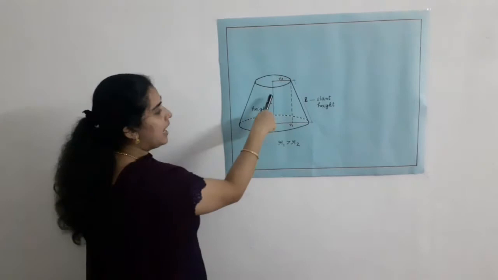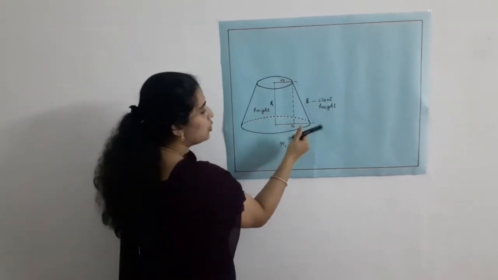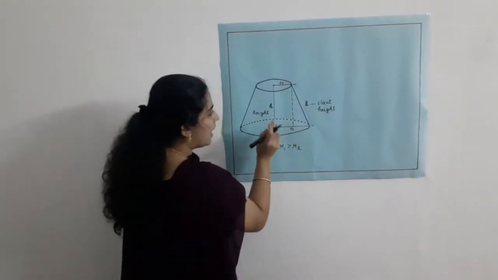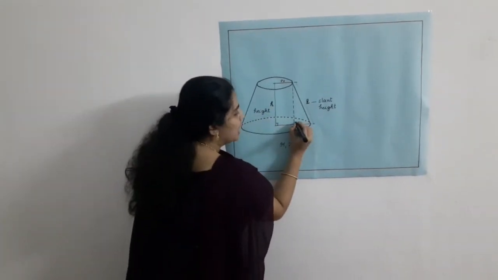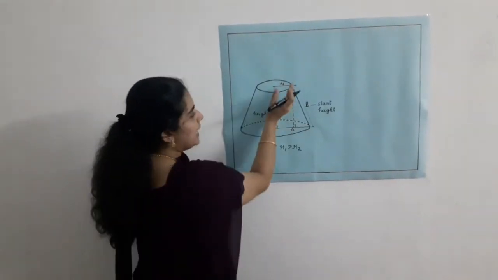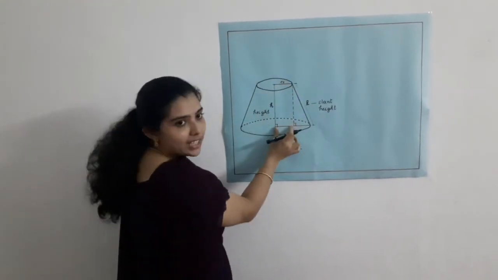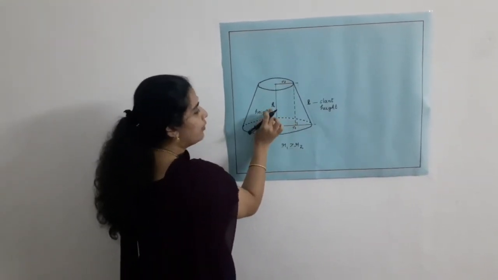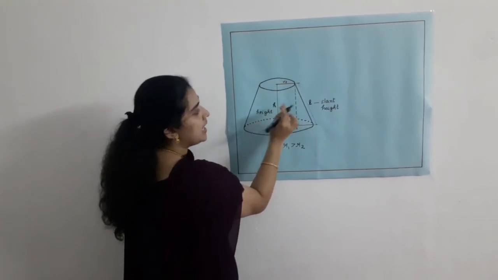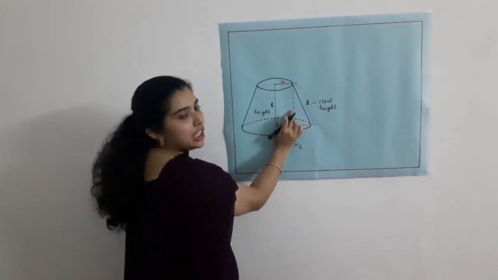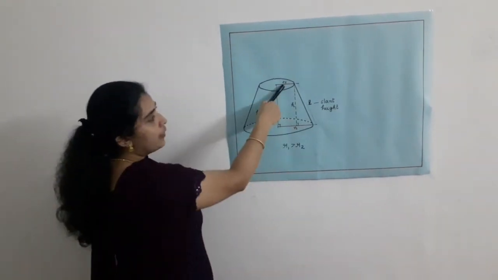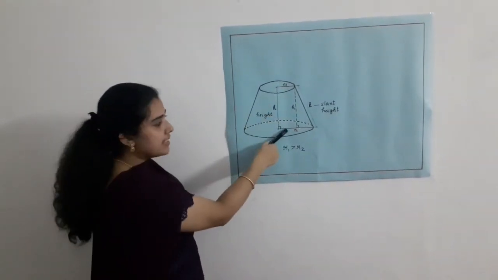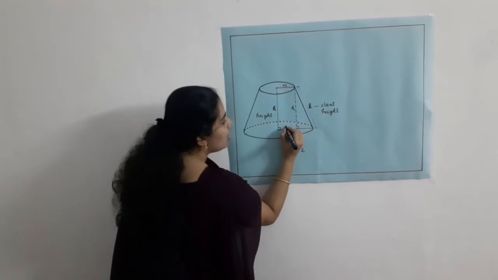Now we can see that height is perpendicular to the base. Since this line is parallel to the edge, here also it will be perpendicular. Hence it will form a rectangle in shape. So if here the length is h, then what about this length? It will also be h. Then if here it is R2, what about this length? It will also be R2.